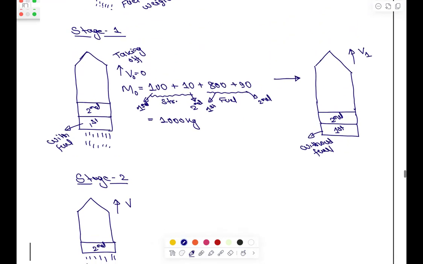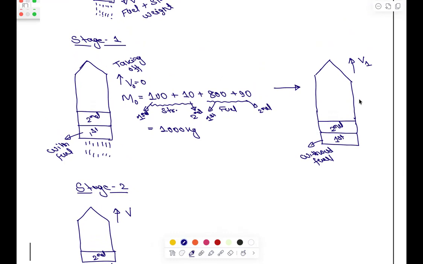Now understand what the mass will be here. I am writing it as m1. It has exhausted all the fuel, which means this part is gone. Now what is remaining? 90 plus 10 plus 100. That means it has 200 kg. Now it has 200 kg.